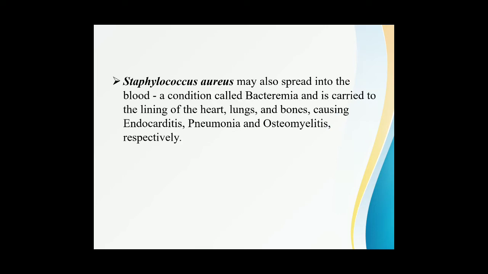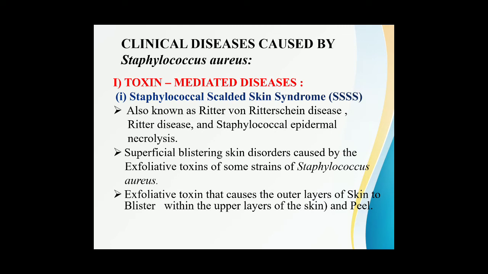And next, Staphylococcus aureus may also spread into the blood, a condition called bacteremia, and is carried to the lining of the heart, lungs and bones, causing endocarditis, pneumonia and osteomyelitis respectively. Clinical diseases caused by Staphylococcus aureus.